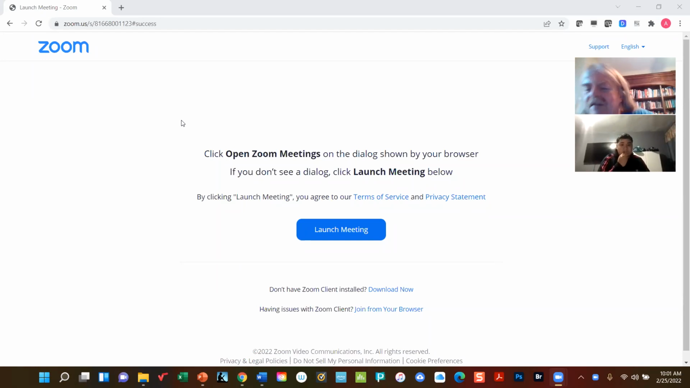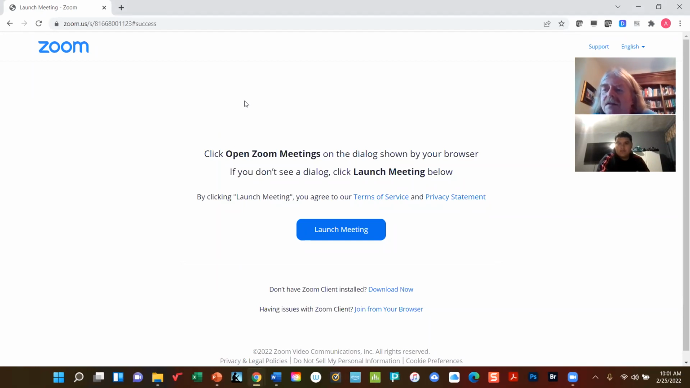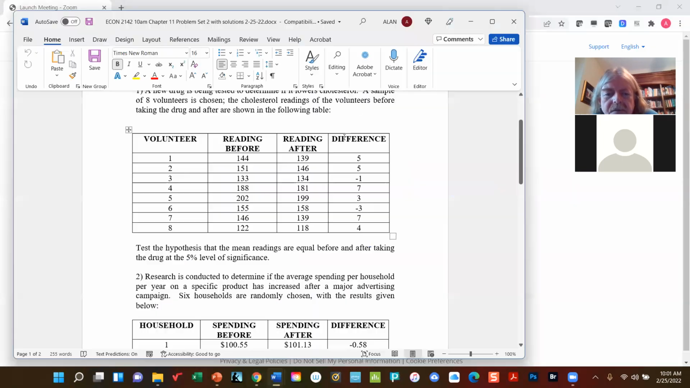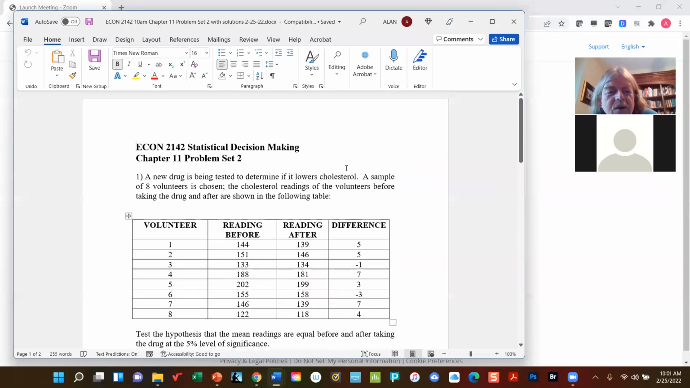So what we need to do today is go over the second of the two chapter 11 problem sets. And then with whatever time is left over, we can work on the sample midterms. Remember, a week from today, March the 4th, is when we plan to have our midterm. That way you've got plenty of time before spring break. So why don't we do this? Hopefully you have your calculators ready because we're going to need them.